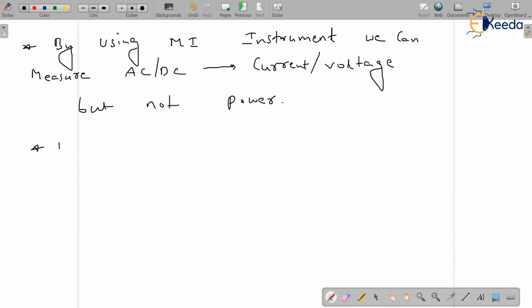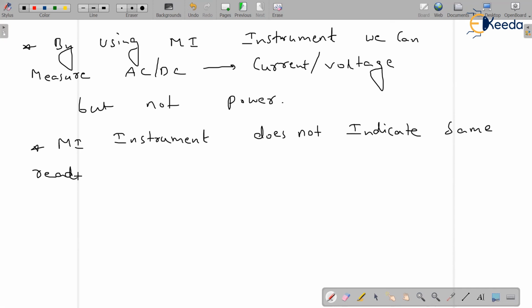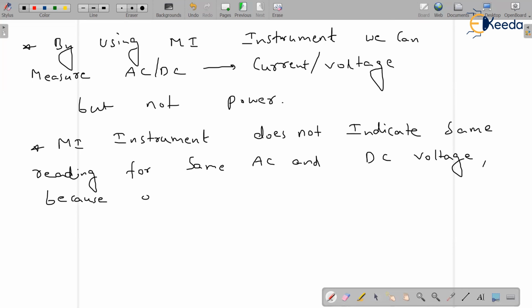Next point, an MI instrument does not indicate the same reading for the same AC and DC voltages, because of the frequency effect.